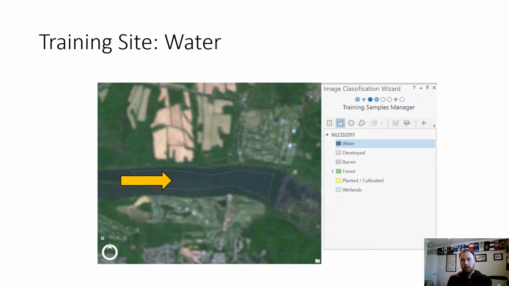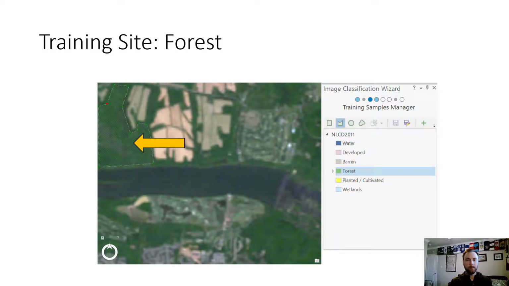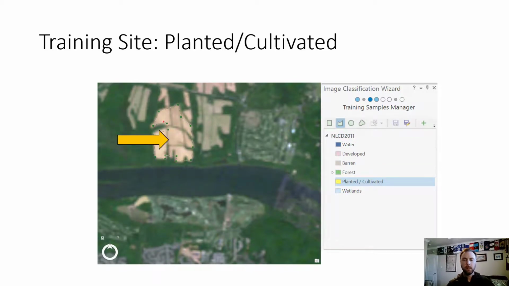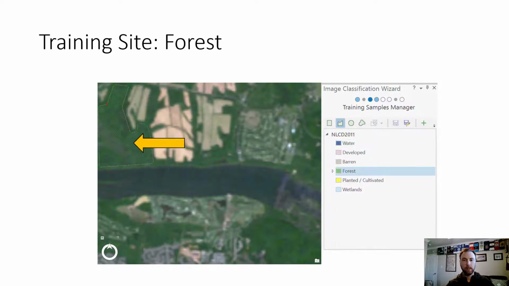All right, so here are some actual examples of training sites. You literally will say on the right-hand side, you select water. You have to create the training site first, but you select water, and then you draw a little polygon within the water. So there's water. Up on the left would be forested area. And then just immediately to the east is planted or cultivated agricultural land. So these would all be training samples.